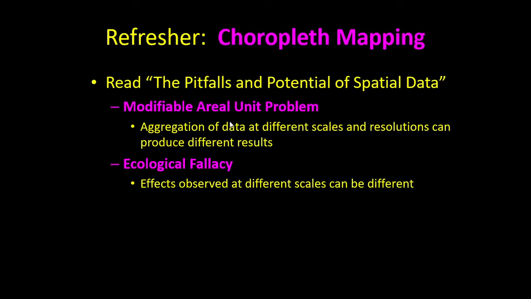Another thing is the ecological fallacy, and the idea there is that effects observed at different scales can be different. The example there is crime rates in particular counties. We say, well, low-income counties have higher crime rates, so that means low-income people are more likely to commit crimes. That's a fallacy. What you're doing is using group information and trying to apply it to the individual. And that's a problem we see beyond cartography, beyond geography.